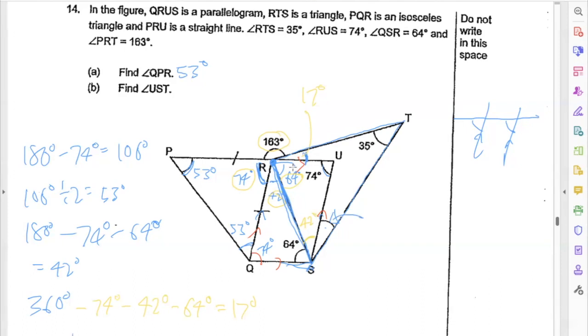So 180 minus 17 minus 64 minus 43 minus 35. And you will get 22 degrees. So that's the answer. 22 degrees. Well, this angle question is a little bit difficult. Let's continue with question 15.